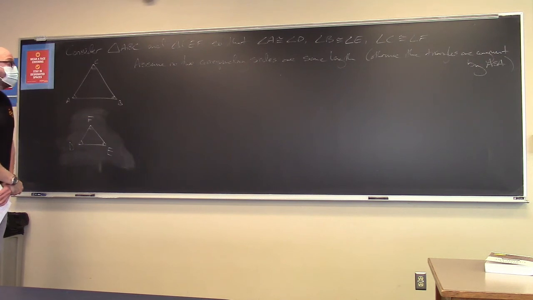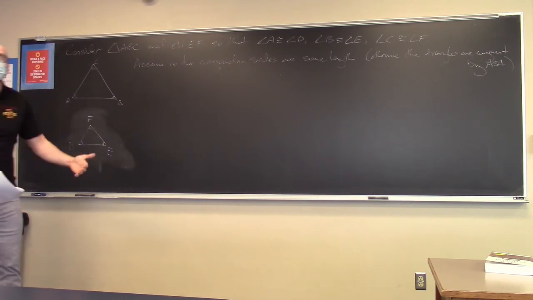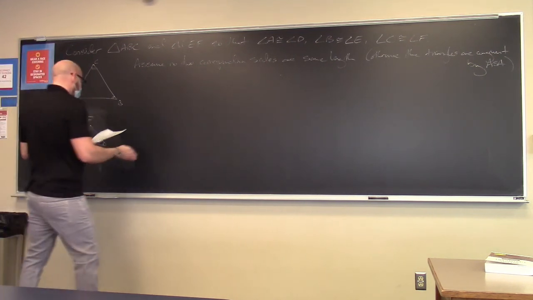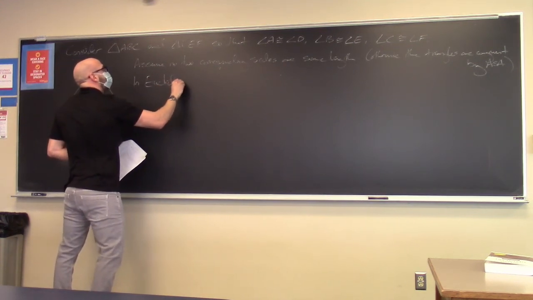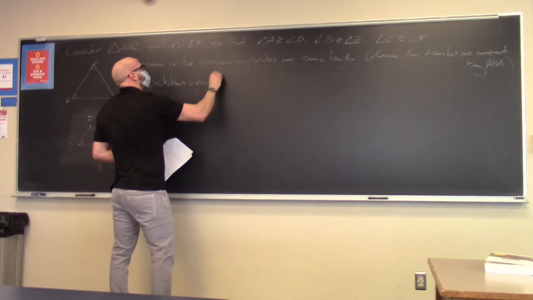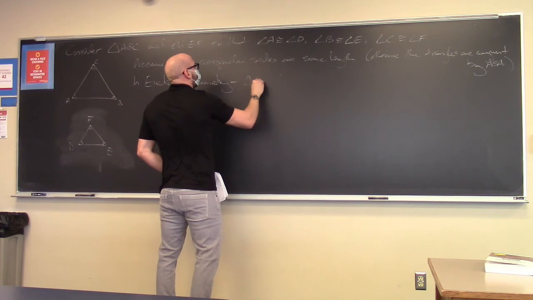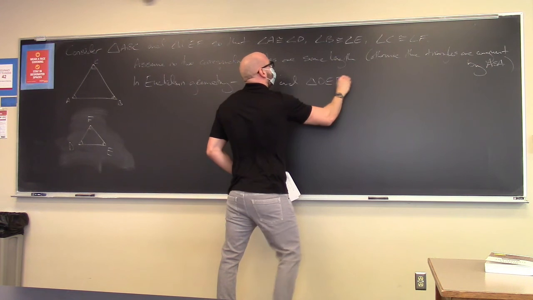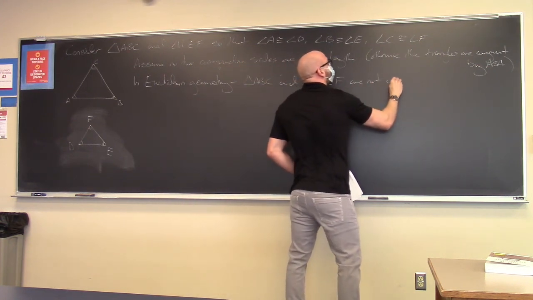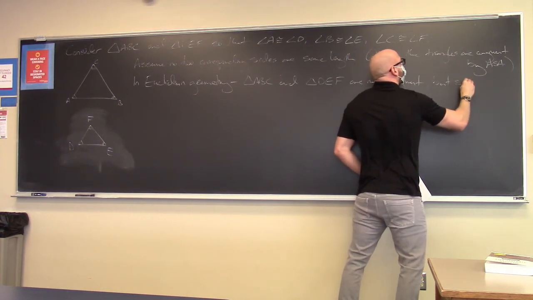Alright, so we know in Euclidean geometry this is possible. We have a name for this. These are not congruent triangles, but they are similar triangles, right? In fact, the definition of similar is the same angles everywhere. So in Euclidean geometry, triangle ABC and triangle DEF are not congruent, but they are similar.